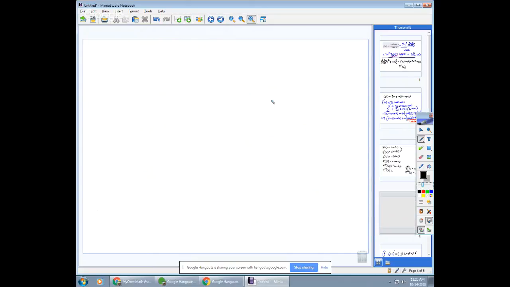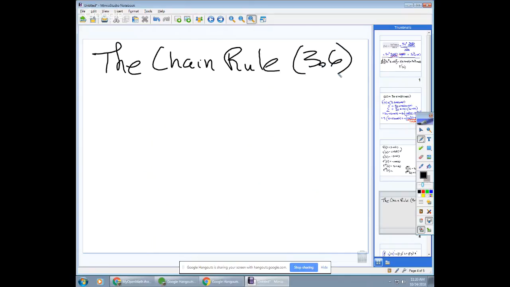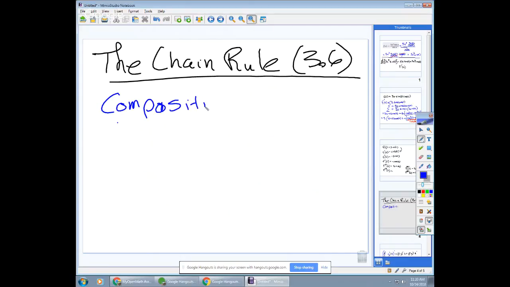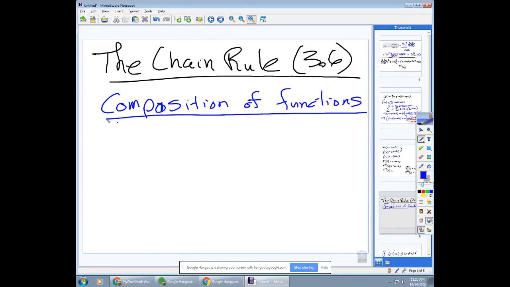All right, next we're moving on to the chain rule. So this is section 3.6. The chain rule is where you have composition of functions to deal with. And I'm going to just pretty much use the same argument I used the other day, which is a little different than the proof the book gives, but it's similar.